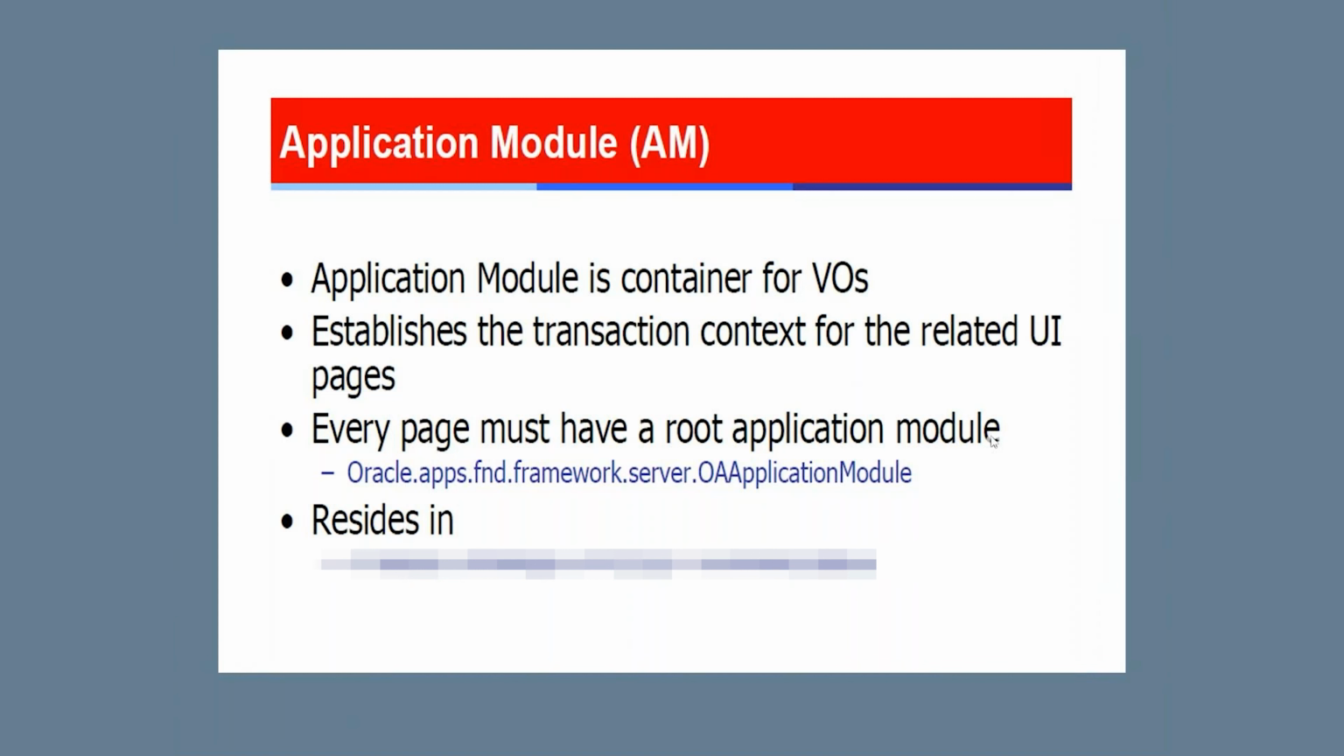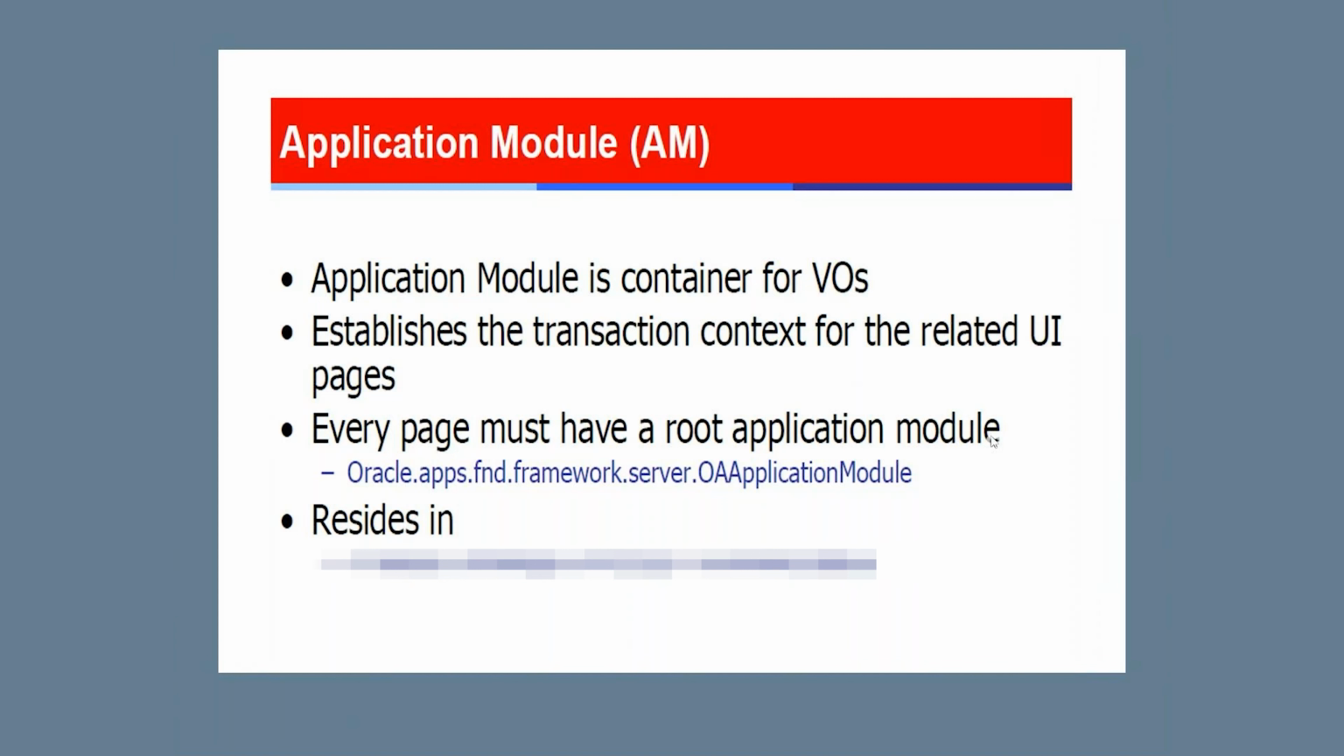Items cannot hold the application module. Only regions can hold application modules. In a page, it is simple: we have only two components, regions and items. That's it. Regions can hold an application module. One region can hold one application module. If you have 10 regions in a page, it allows you to attach 10 different application modules.